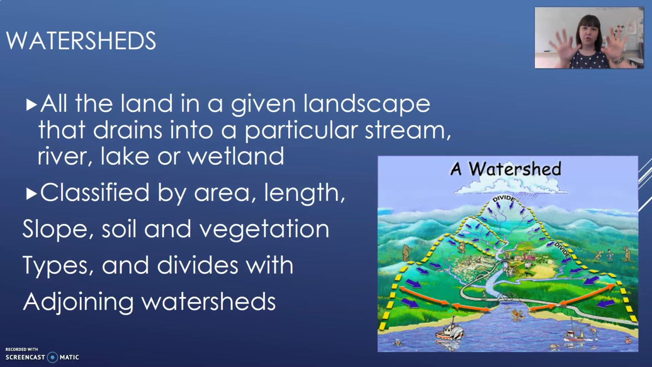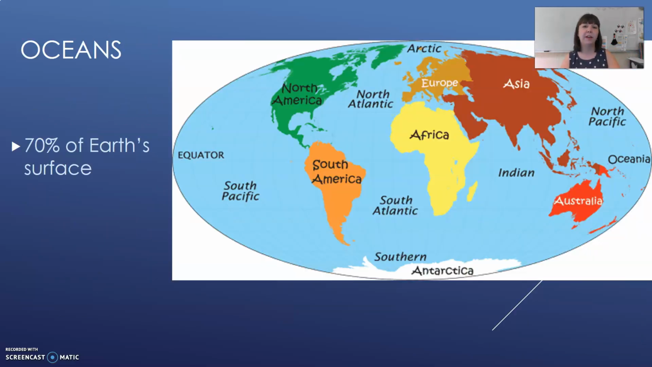Now, these areas that are draining off of the land, they're called watersheds. A watershed is all the land in a given area, a given landscape that drains into a particular stream, river, lake, or wetland. And we can classify a watershed by looking at the area that it covers, maybe the length, the slope, if it's running down quickly or running very slowly across the land, what type of soil and vegetation occur there, and then if it joins up with other watersheds along its way to the biggest body of water it can find.